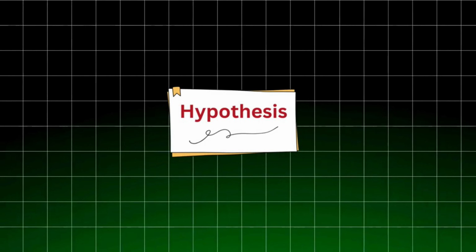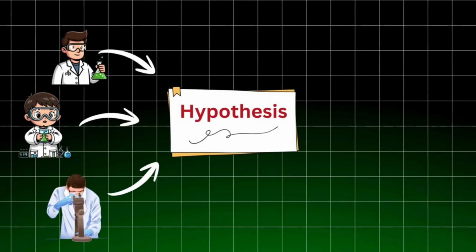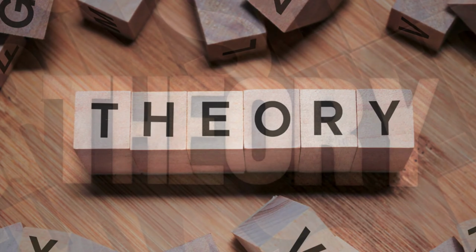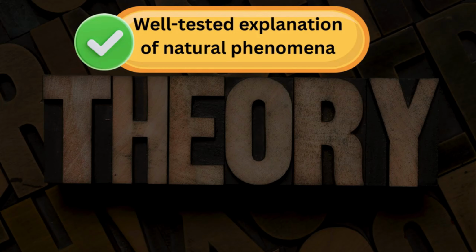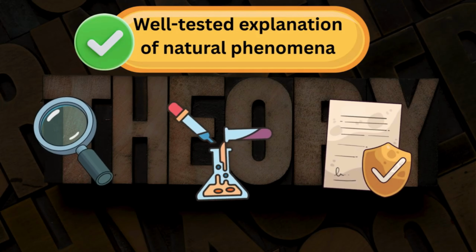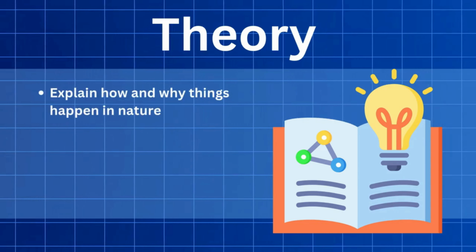When the same hypothesis is tested repeatedly by many scientists and consistently supported by strong evidence, it may develop into a scientific theory. A theory is not a guess. It is a well-tested explanation of natural phenomena based on observations, experiments, and verified data. Scientific theories explain how and why things happen in nature.